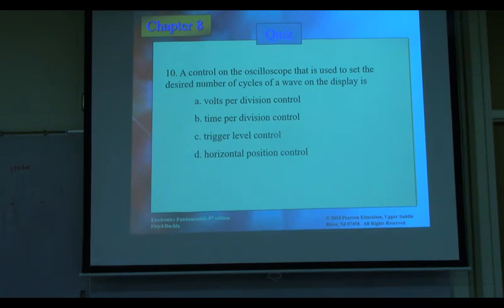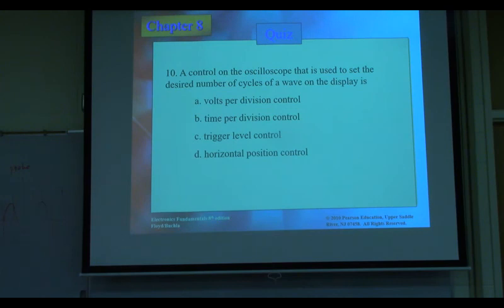The horizontal position control lets you move the whole thing to the right or to the left. That's the position. But you do not change the shape, the frequency, or the amplitude. You only change the position, moving it left or right. That is called horizontal position control. There's another one called vertical position control, where you move the whole thing up and down. Do not change anything else.